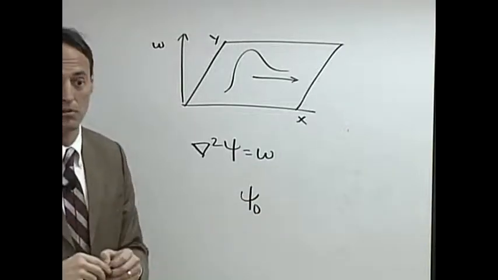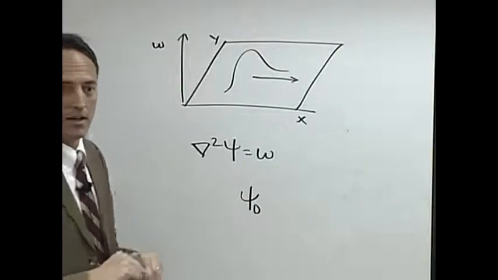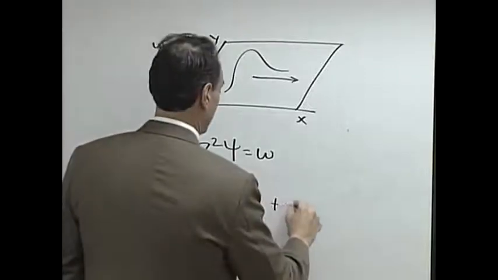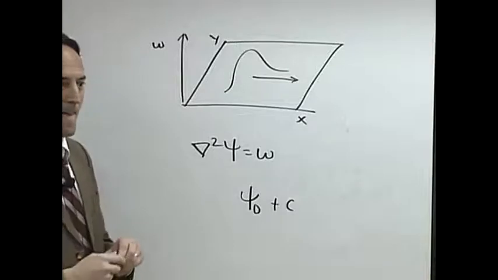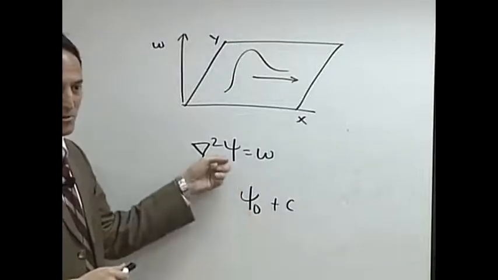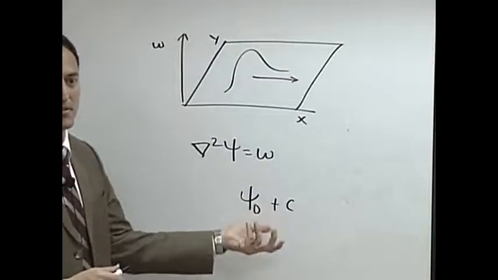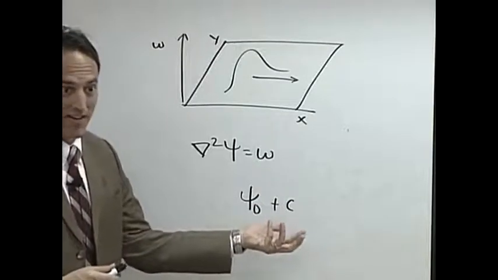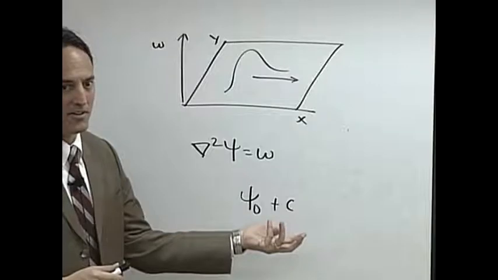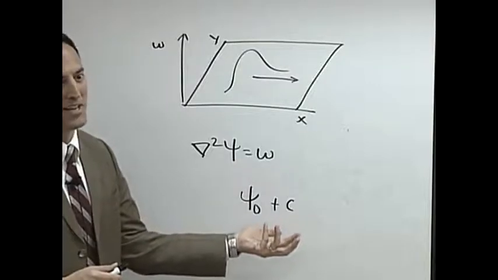Okay? Suppose you get a solution to this thing. Is that a solution? I'm going to take two derivatives. What's going to happen to that constant when I differentiate it? It's going to go to 0. Uh-oh. How many solutions do I have?